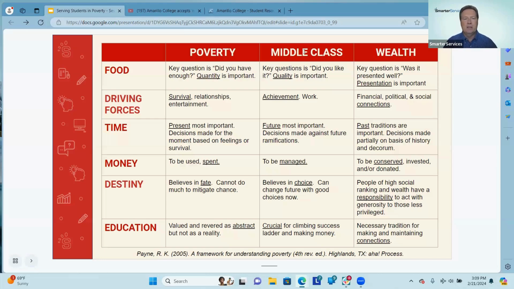Now, let's think about something a little bit more important than food. Driving forces. These are the factors that motivate us. And again, starting with the middle class, achievement and work. That's the framework we're coming from. That's what motivates us. And I'm eat up with this, people. I recently took the Strength Finders assessment, and my number one strength was achievement, right? And I enjoy work. That's just the way I'm made.